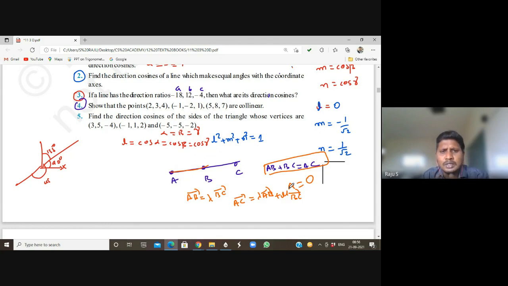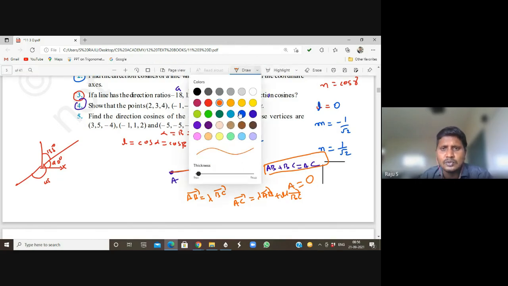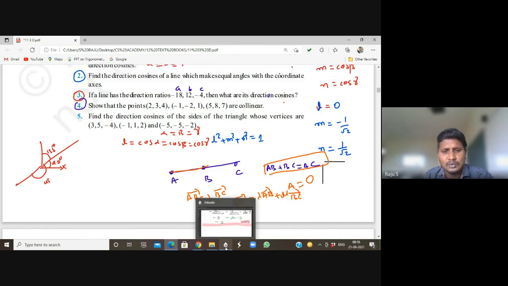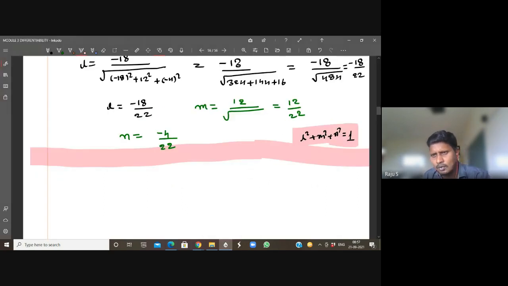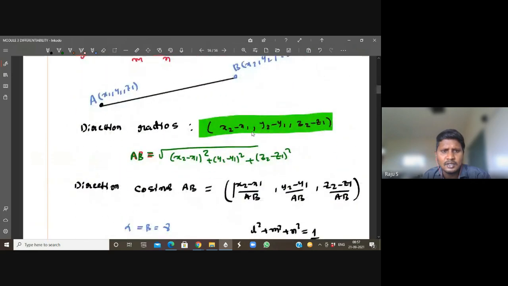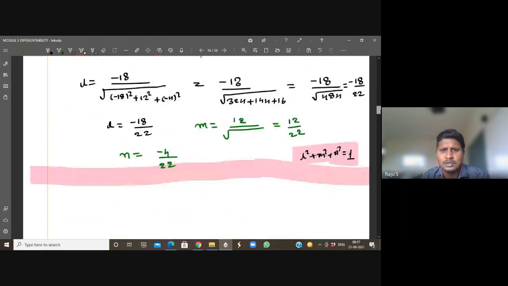So how to check whether the given 3 points are collinear with the help of the direction ratios? It is very easy to check whether the 3 points are collinear or not with the help of the direction ratios. I told you very clearly, when they have given 2 different points, how can you find the direction ratios? x2 minus x1, y2 minus y1, z2 minus z1. That's it. This condition I'm going to use now.